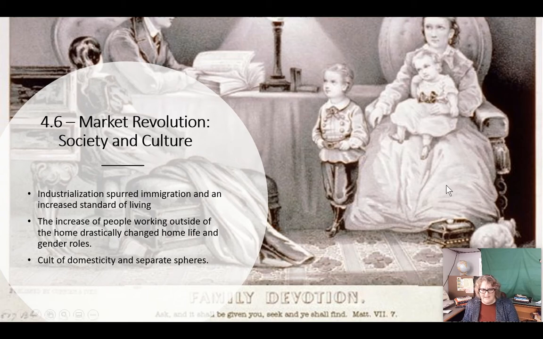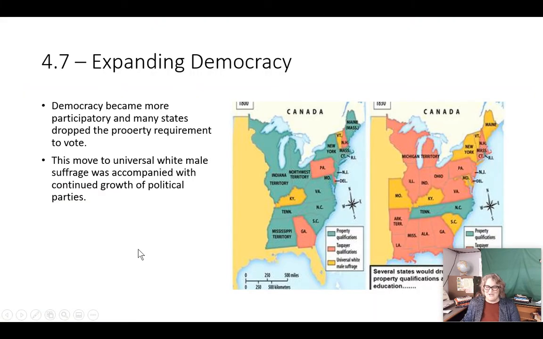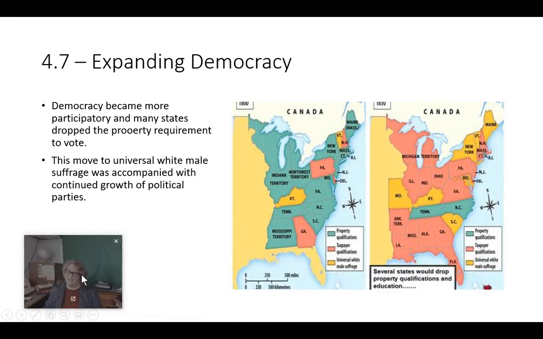So after that, we're also going to look at expanding democracy. Now, this I've already kind of taught you when we were talking about voting leading up to the election. But here we have the idea that democracy is becoming more participatory across the United States. And there's going to be a move to universal white male suffrage. And states are going to begin dropping the property requirement to vote. So that's what we see here.